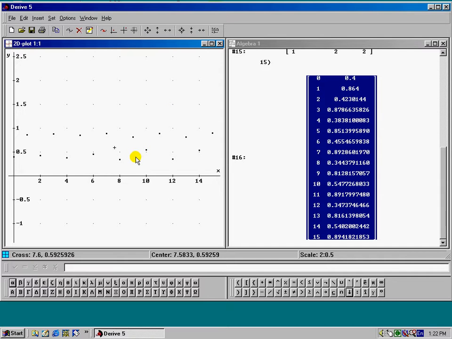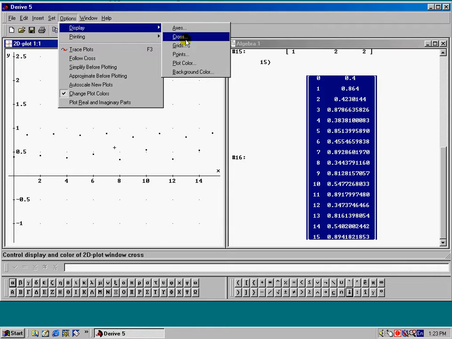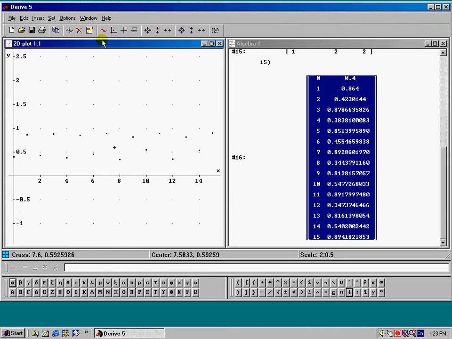You may want to connect the points, and you can remember how to do this. You go to Option, Display, Points, connect the points, okay, and then go back and graph one more time. And here you see how the population changes from generation to generation.